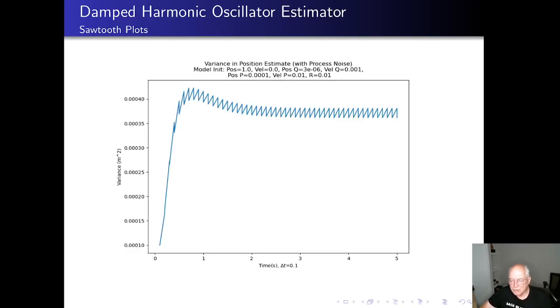And here's the sawtooth plot. You can see it rises up to a certain transient level, and then for steady state it settles out after about 2 seconds or 20 Kalman cycles. Note the scale on the variance here. Again, this is just position variance.